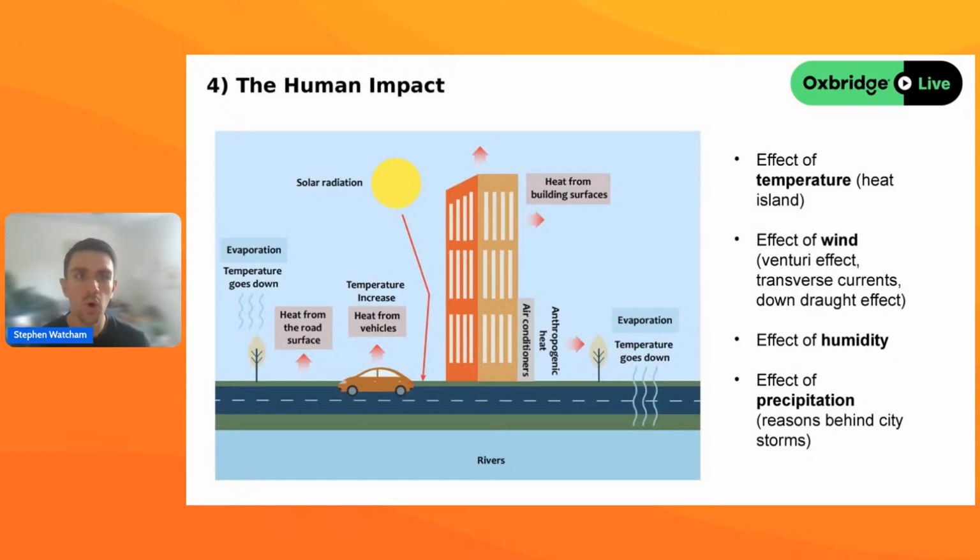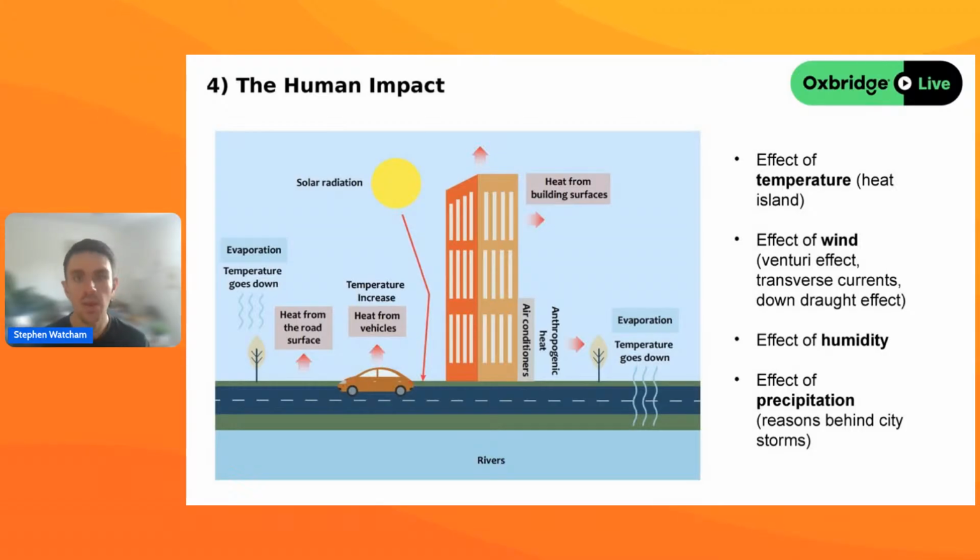And finally, for the human impact 2.4, we look at our case study. Okay, what we need to know from this case study is how does a human urban environment influence the climate? And we need to look at the effect of temperature, wind, humidity, and precipitation. When you're doing this, concentrate on what's called the urban heat island effect. Cities are warmer than the surrounding countryside.